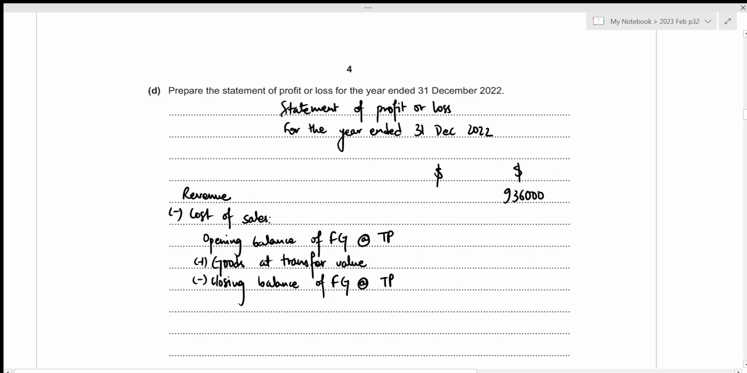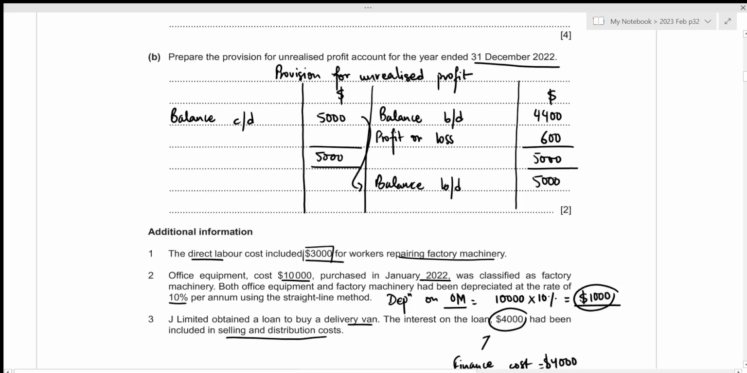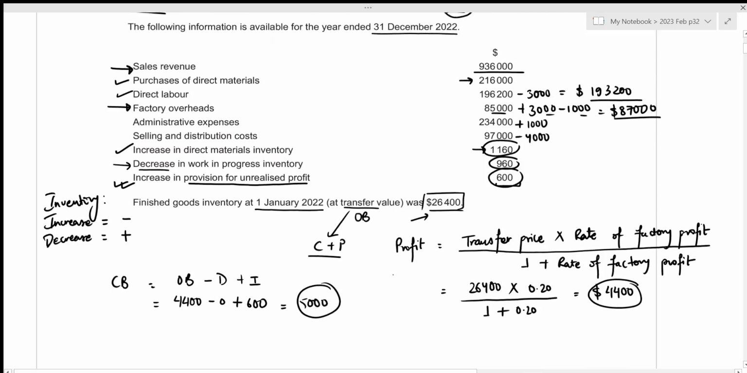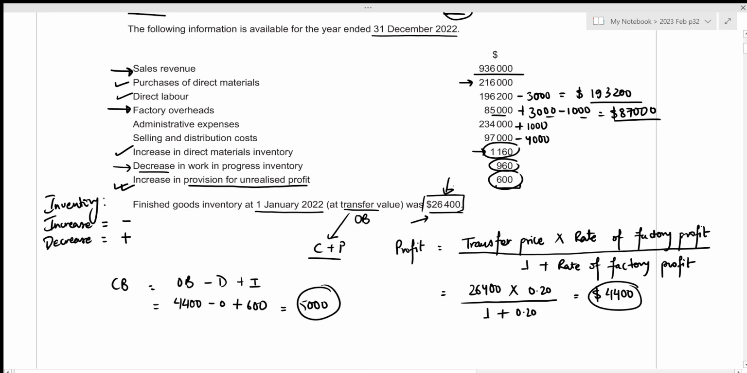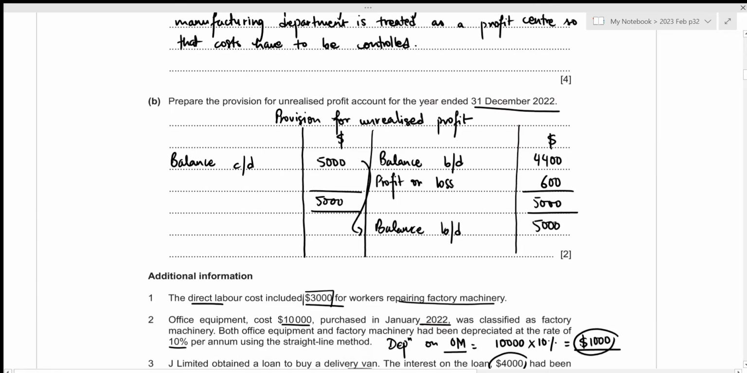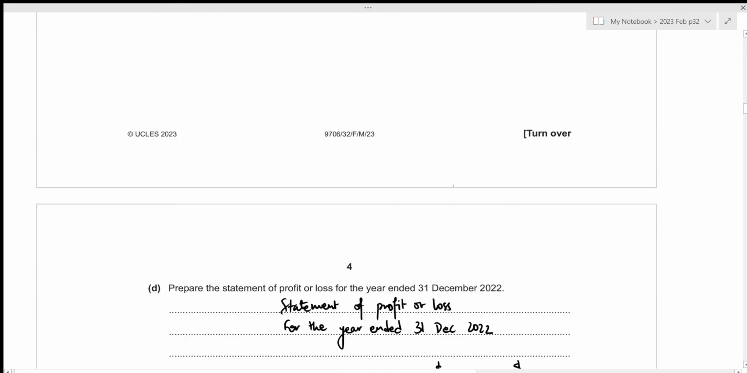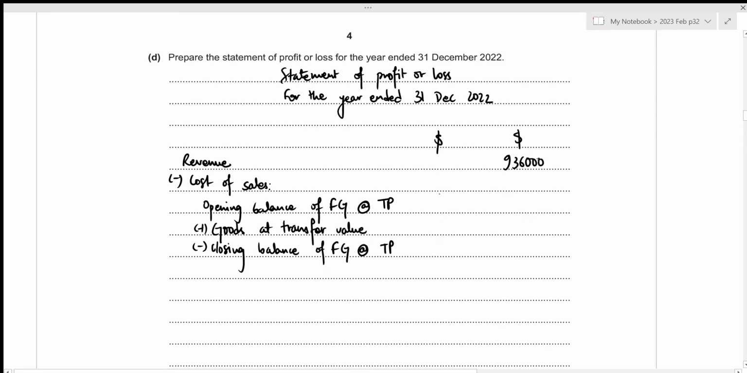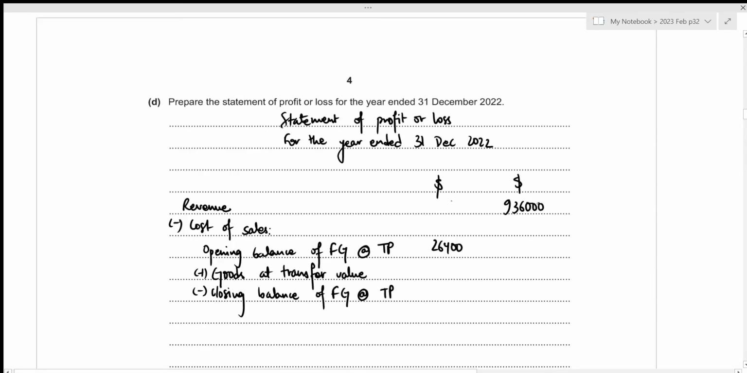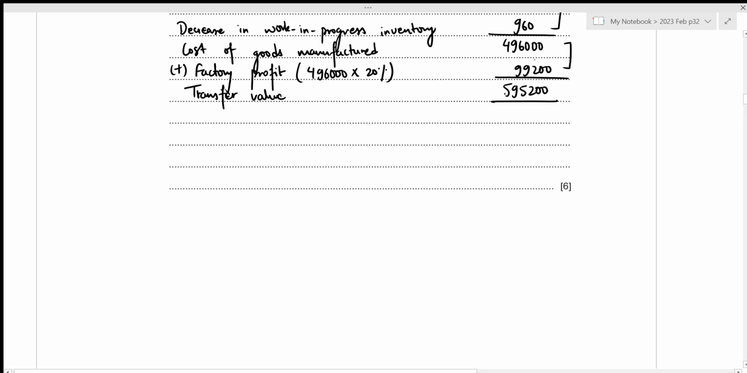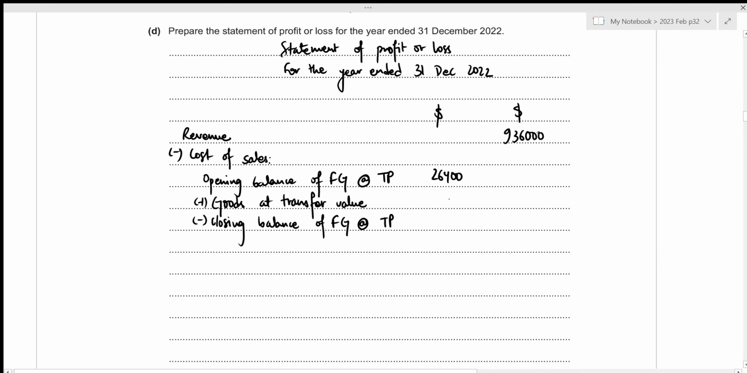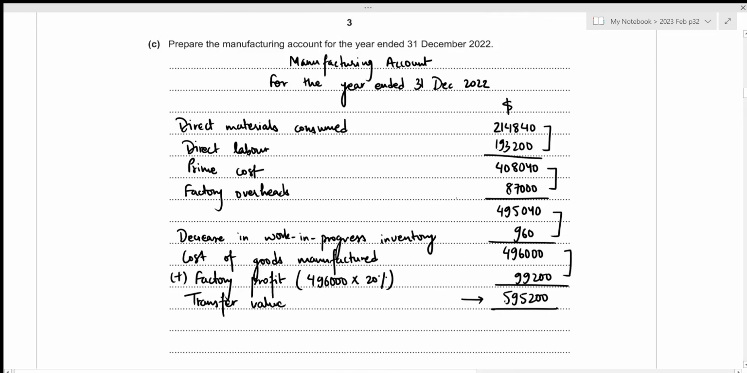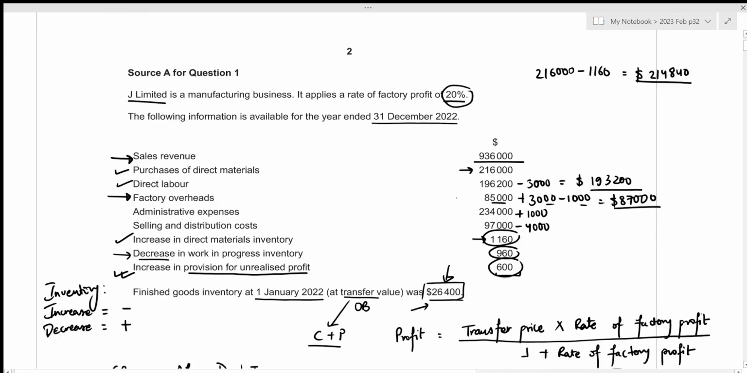Okay, so let's start with the opening balance of finished goods inventory, which was given above. That is just going to be 26,400. We'll start with this amount. We then add our transfer value, which we just figured out to be 595,200. We then have the closing balance of finished goods.